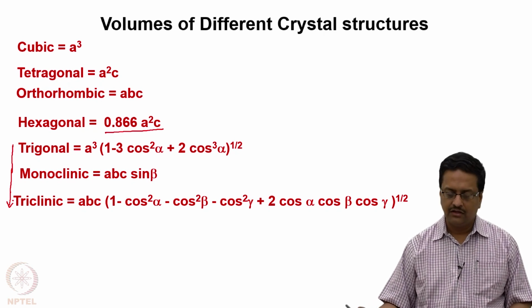So in this part of the lecture we have discussed the generation of X-rays, we have talked about the Bravais lattices, and the volumes of unit cells. In the following lecture we will talk about crystallographic symmetry.